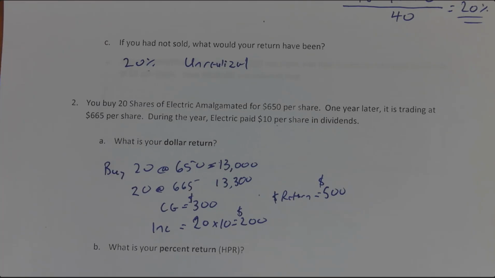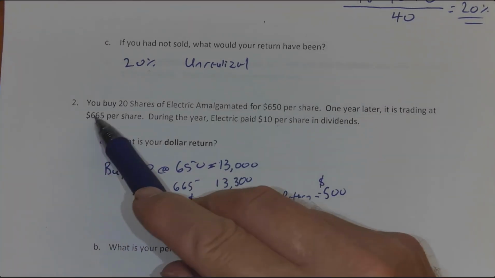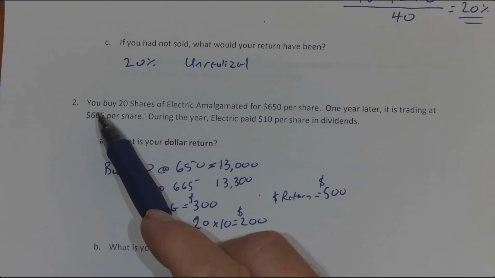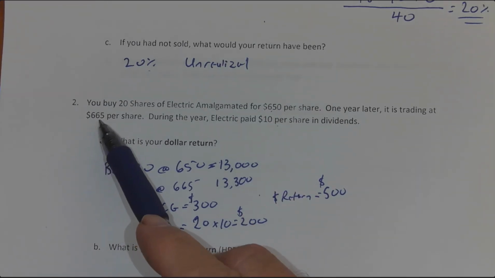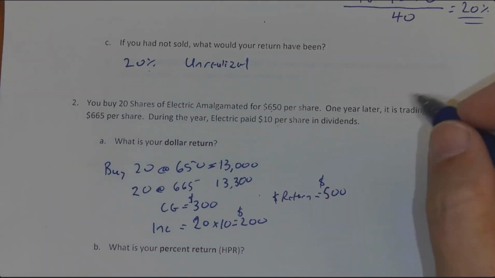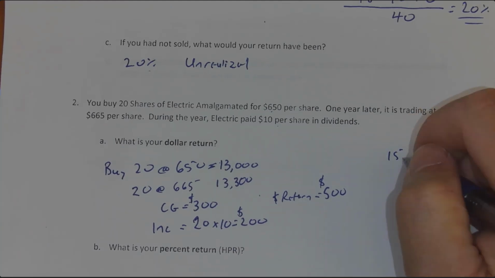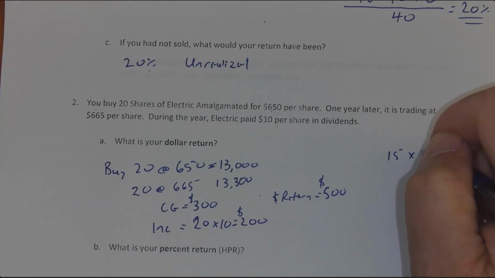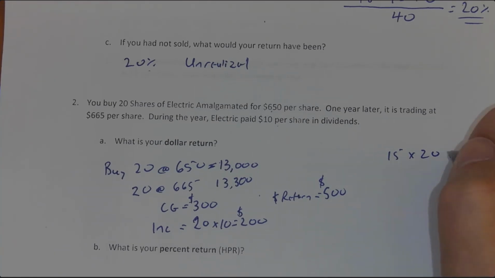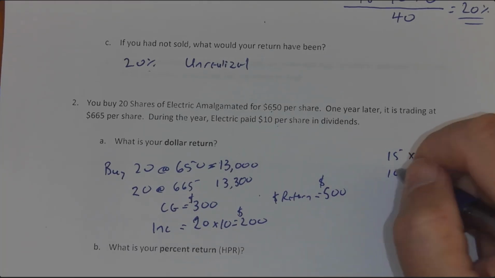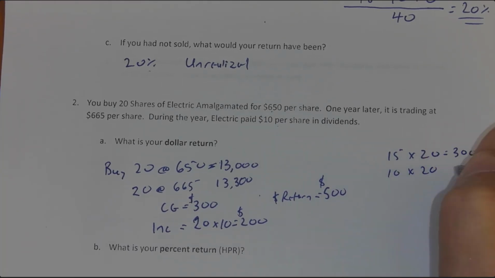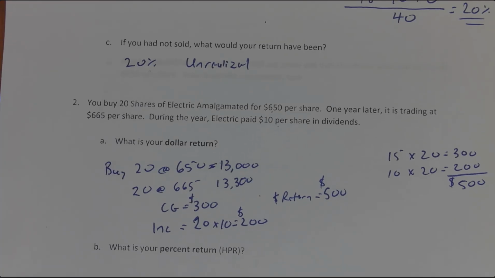Alternatively, I could have said, hey, I've got a $15 per share capital gain, right? Bought at $6.50. It's now at $6.65. It's gone up $15. So a $15 per share capital gain times 20 shares would give me 300, and then again the $10 dividend times 20 shares would give me the 200, and I'm right back at 500. So either way is fine.